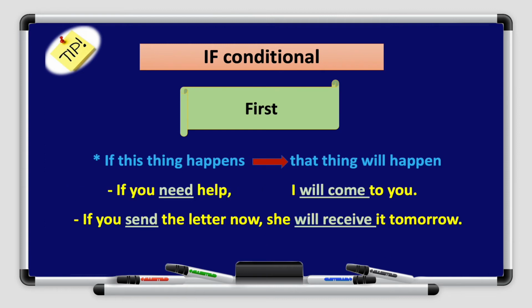Another example: if you need help, I will come to you. If you send the letter now, she will receive it tomorrow. So, if the first part happens, if you send the letter, the second part will happen in the future. She will receive it tomorrow.